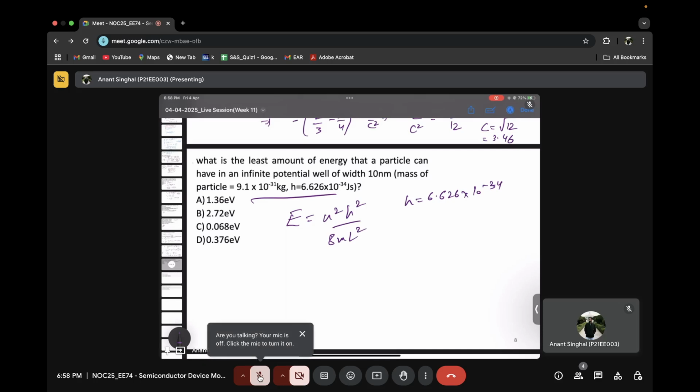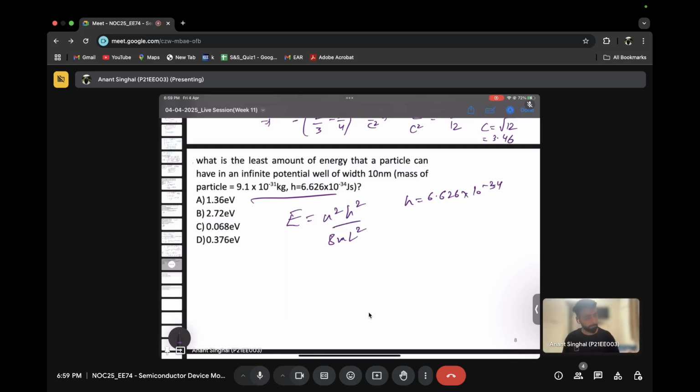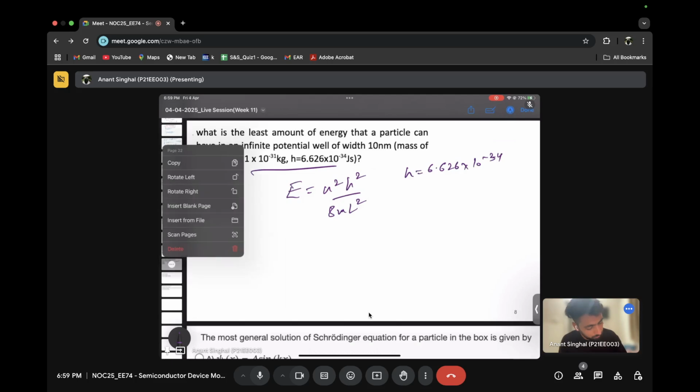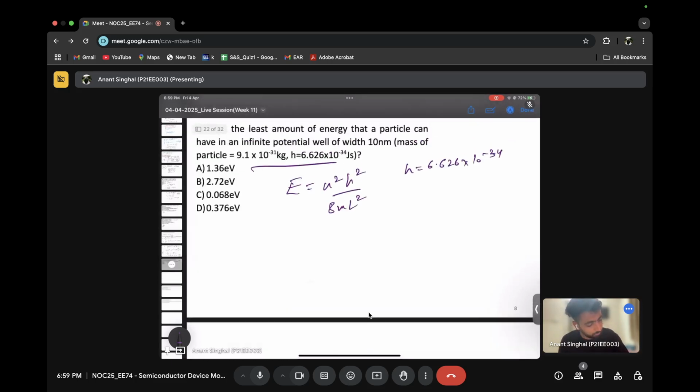No, no, by least I mean the lowest energy level. So it will be just h square by 8 m L square. You know everything.